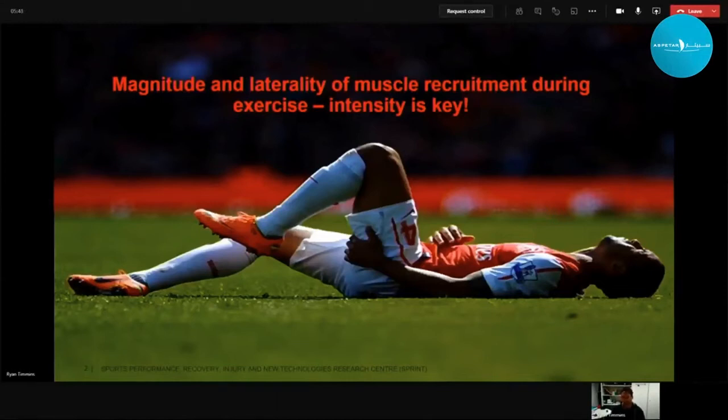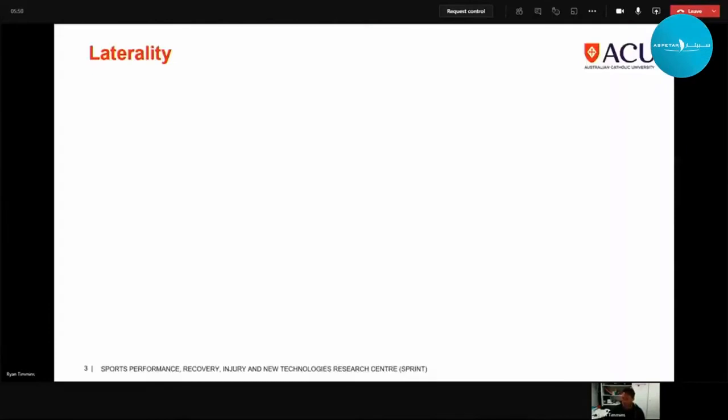The first one looking at the magnitude and the laterality of muscle recruitment during hamstring exercises, and focusing on this concept of exercise intensity to drive some favorable hamstring adaptations. So to start with, I'll introduce this concept of laterality.